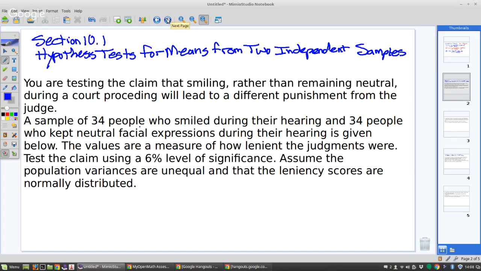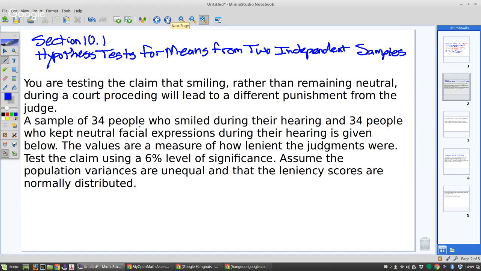So here we're going to take a look at an interesting study where people had to go to court for some reason, and they were given the option to smile or keep a neutral facial expression. And was the judge more lenient, depending on whether they're smiling or they had a neutral expression? So here we're going to test the claim that smiling rather than remaining neutral during a court proceeding will lead to a different punishment. So that is our hypothesis.